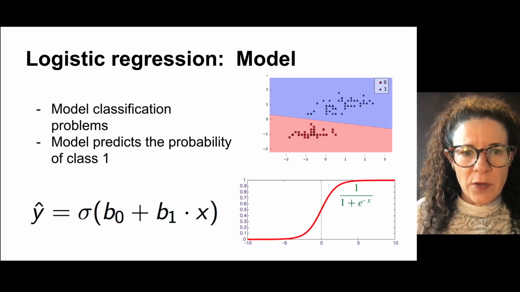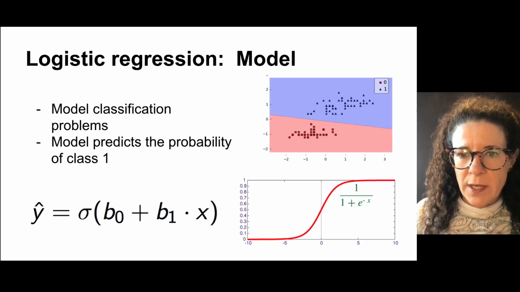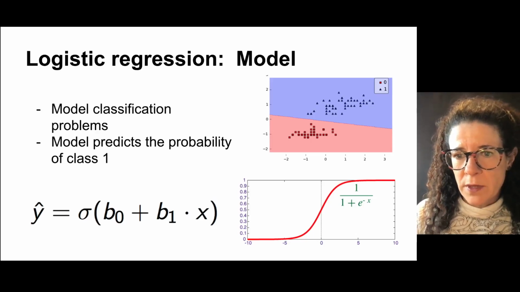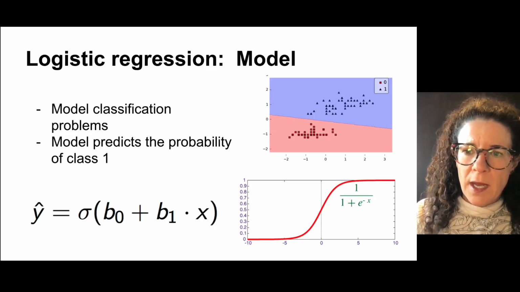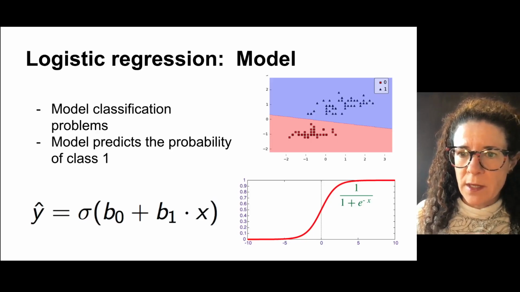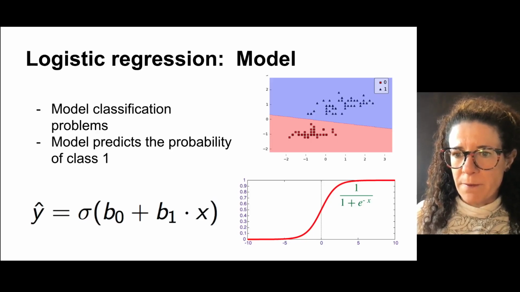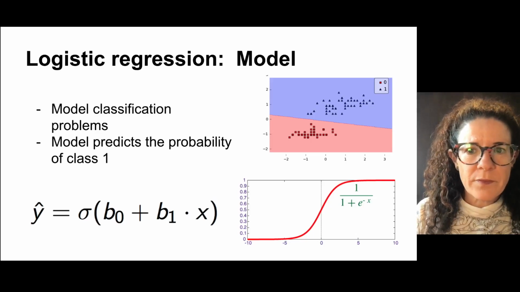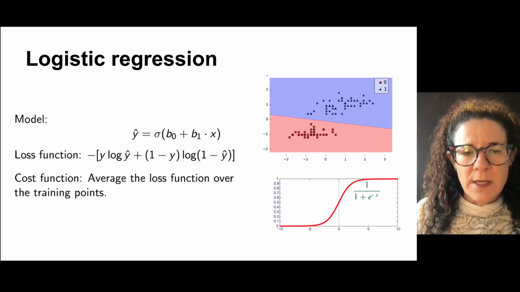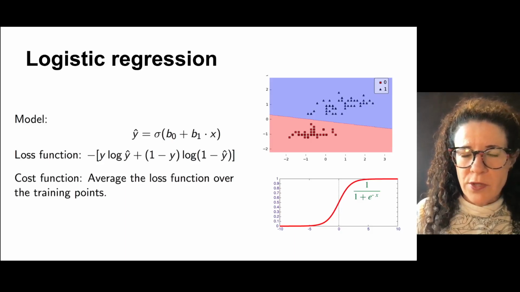The sigmoid function takes a real number coming from that line and gives us a number between 0 and 1, which you interpret as the probability of class 1. Then to optimize this problem, as we have talked about in the past, we use the log loss function.